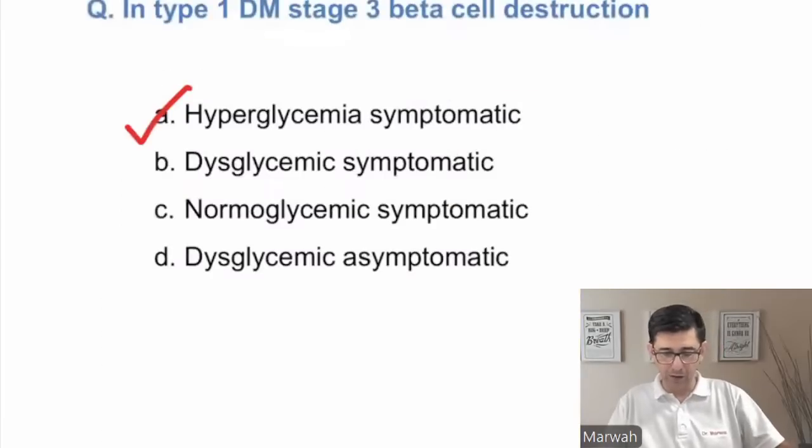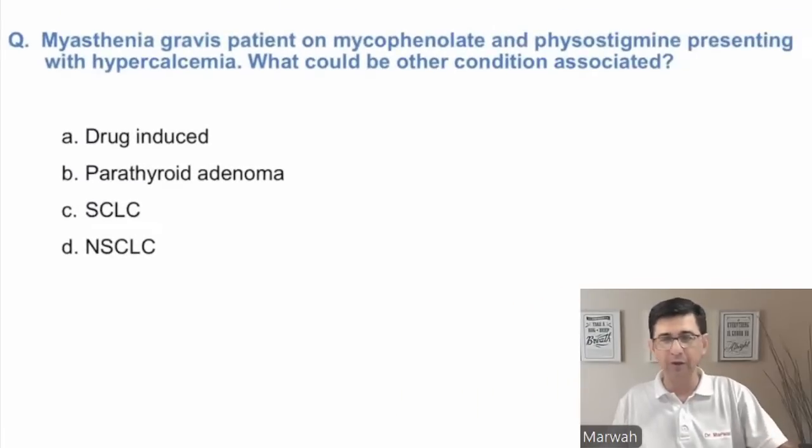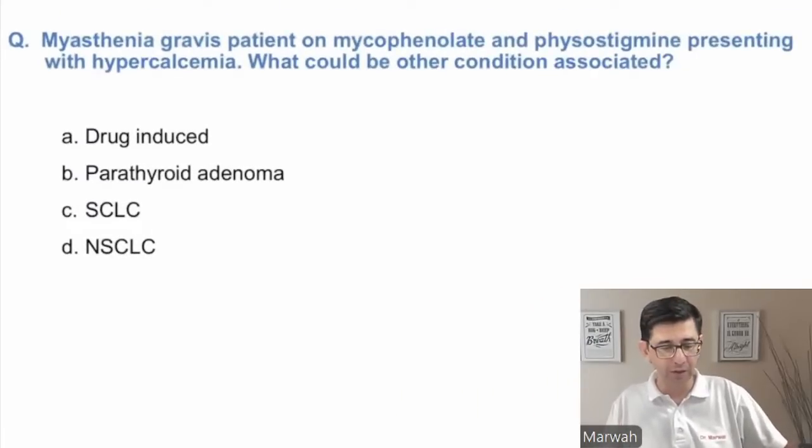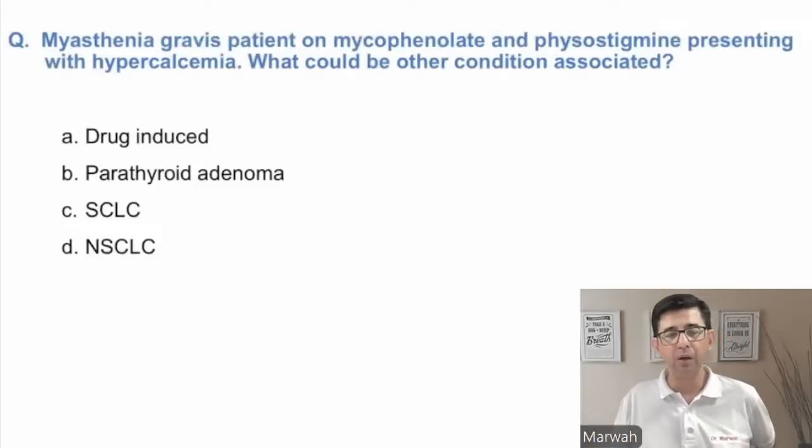Then this is another question, a nasty one. There are two questions on myasthenia gravis. In case you're talking about the other one on thymoma, I will come to that. So please wait for a couple of seconds. Let me just complete this one. Patient of myasthenia gravis on mycophenolate and pyridostigmine with hypercalcemia. And then it is giving me a couple of options in this case.